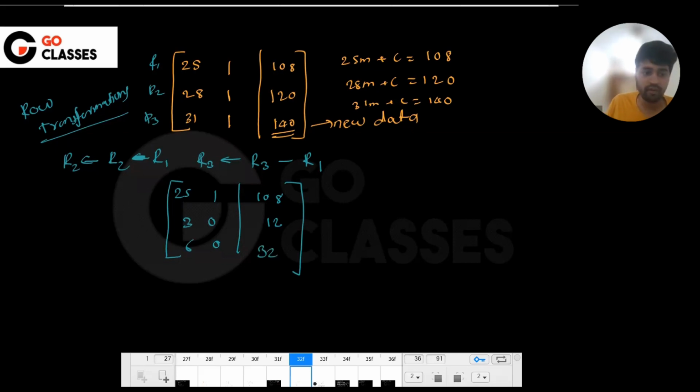Now we perform the second row transformation. I'll write it over here. The second row transformation is basically this: R3 is equal to R3 minus 2R2.